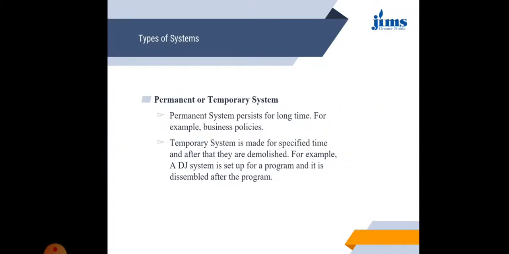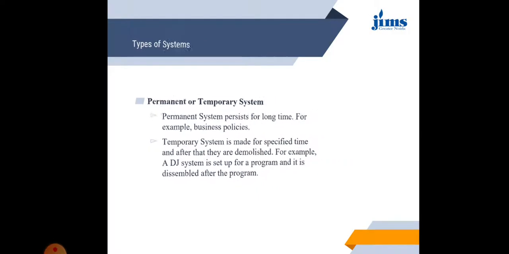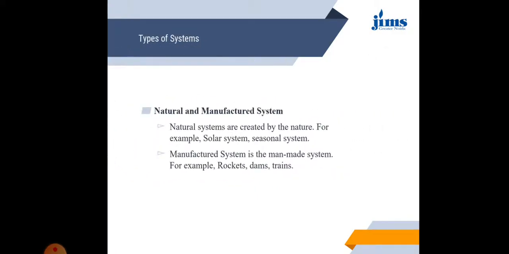Next one is the permanent and temporary system. Permanent systems are used for a very long time period, and temporary systems are used for a very short period of time. Natural and manufactured systems. Natural systems are the systems which are made by nature itself. And manufactured systems are the systems which are made by humans. Man-made systems, for example, rockets, dams, trains.